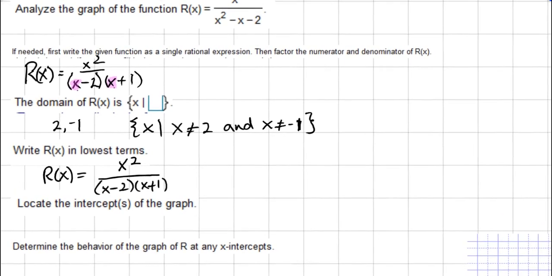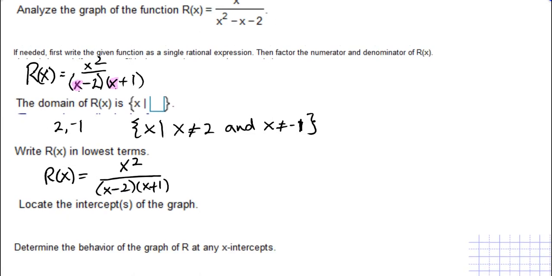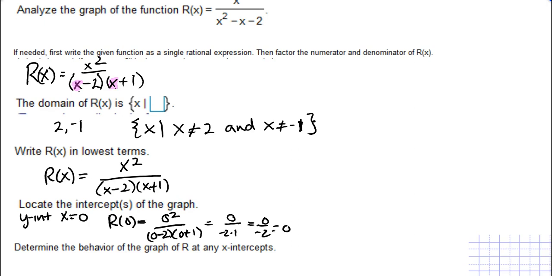So let's find the y-intercept first. It's a little bit easier. To find a y-intercept, you're going to let x be equal to 0. So we have r of 0 is 0 squared over 0 minus 2, 0 plus 1. And this ends up being 0 over negative 2 times 1, which is 0 over negative 2, and that's 0. So we have a y-intercept of 0, 0.